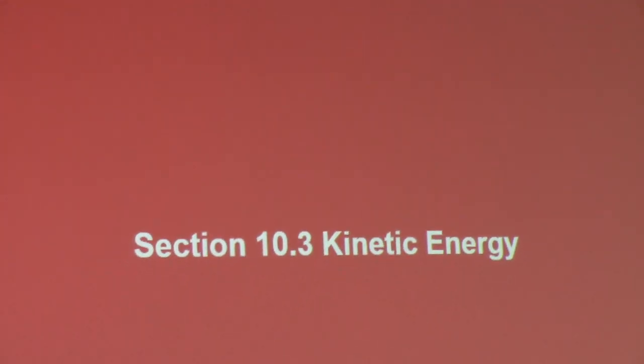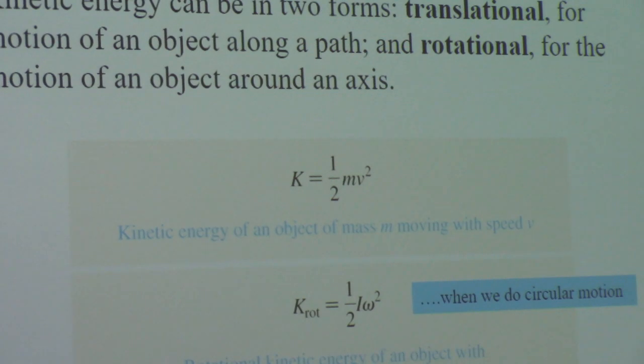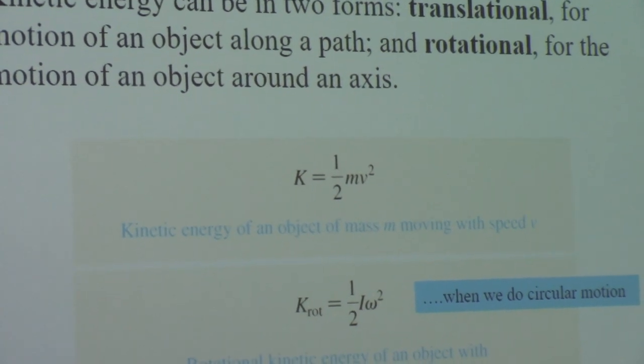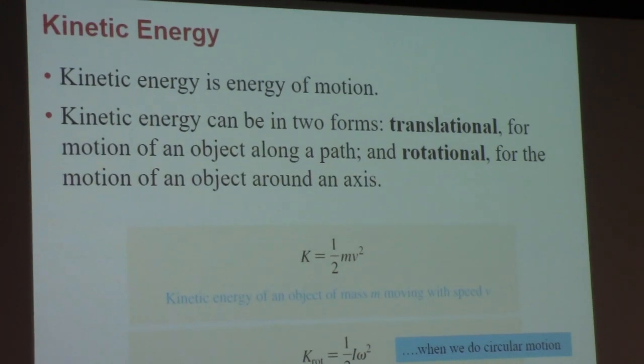So kinetic energy, we've already been talking about it with the work energy theorem. As you notice, it says K, 1/2 mv squared. I call it KE because we're going to have spring potential energy, which also involves a K. So just to distinguish it, I'm calling it kinetic energy.